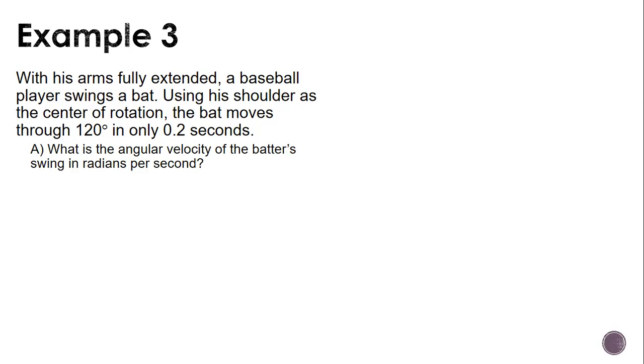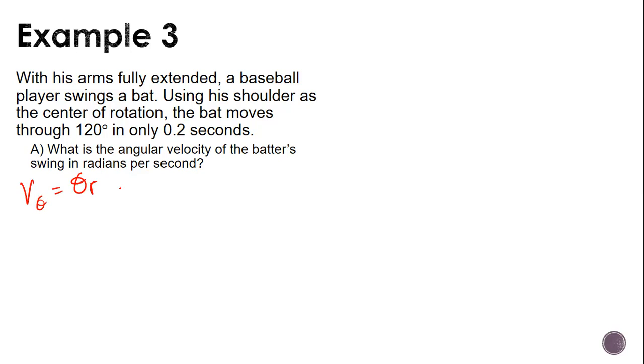Example 3. With his arm fully extended, a baseball player swings a bat. Using his shoulder as the center of rotation, the bat moves through 120 degrees in only 0.2 seconds. What is the angular velocity of the batter's swing in radians per second? Okay, so angular velocity equals our theta in radians times our radius, right?